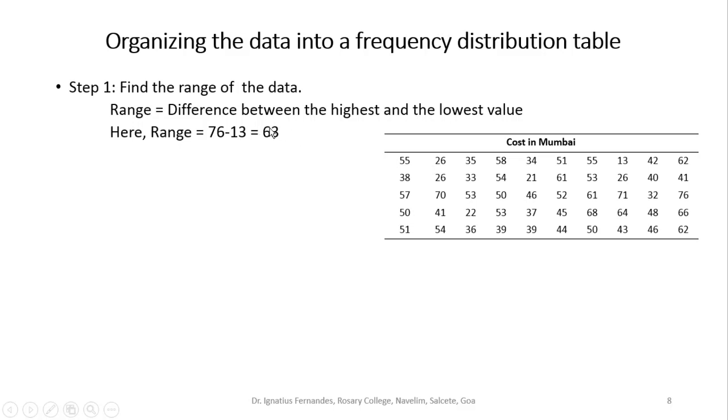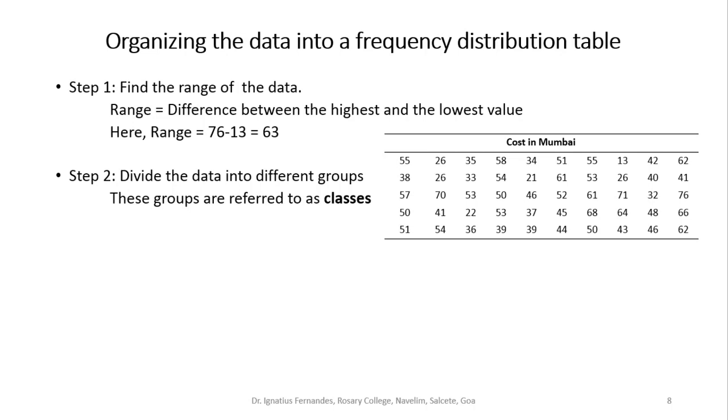Once we have the range, you decide the size of the group that you are looking at. Like I said, I may divide the values into 0 to 10, then 10 to 20, 20 to 30, these groups. Or I may also define it as 0 to 5, 5 to 10, 10 to 15, 15 to 20, and so on. The size that you choose here will decide how many classes you get. We divide the data into different groups, and these groups are called classes. So we have to find out how many classes we'll get.